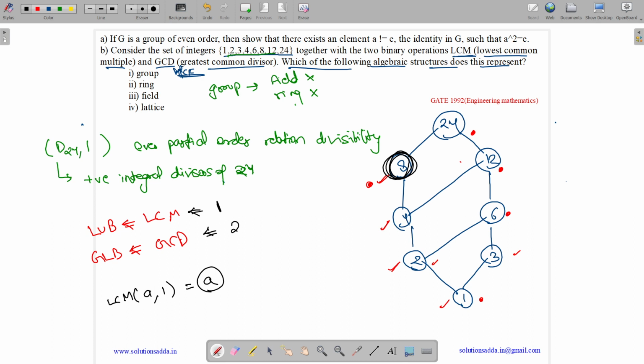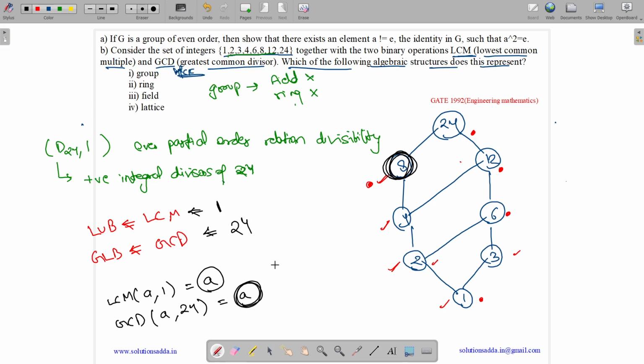For this it should be 24, because GCD of any item with 24 will always be that item only, because 24 is divisible by 1, 2, 3, 4, 6, 8, 24. So GCD of 12 and 24 is 12, of 6 and 24 is 6, of 3 and 24 is 3. Okay, but see whether there exists an inverse of an item or not.